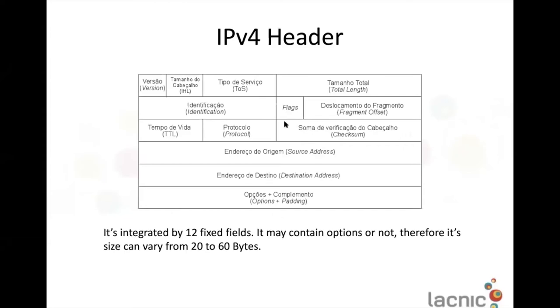Then I have the source address and the destination address. Of course, both are 32 bits. And additionally, I have options here, which of course are not mandatory, and I can put in there whatever is needed. Okay.